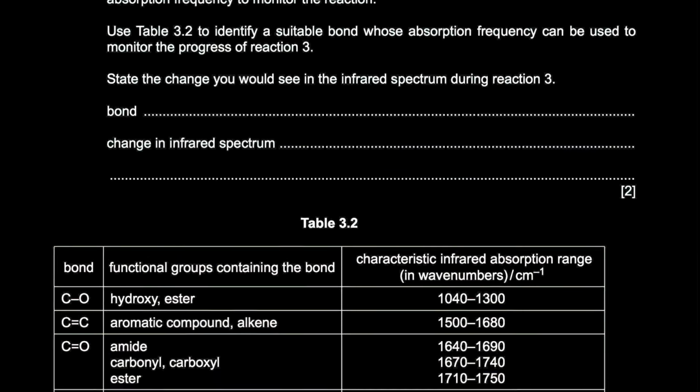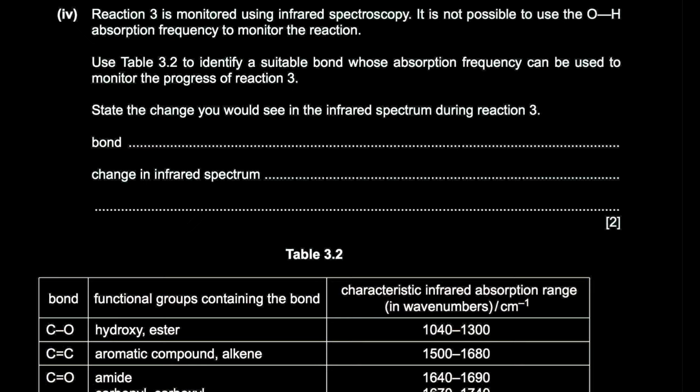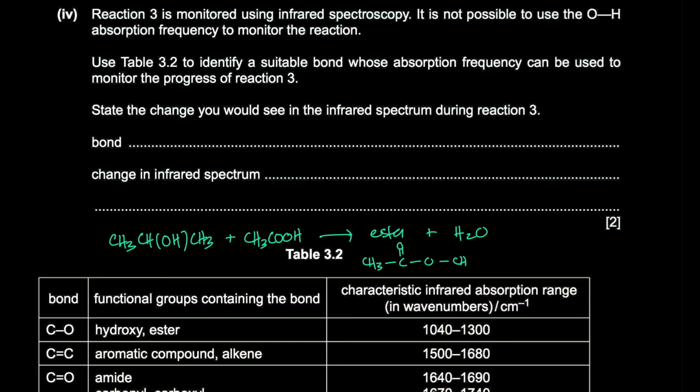But what's happening here is this. I'm going to write down the reaction. What we have is CH3, CHOH, CH3. That's propan-2-ol reacting with ethanoic acid to give you an ester. You get an ester and H2O. The ester over here is CH3, C double bond O, and then O, and then CH, CH3 twice.